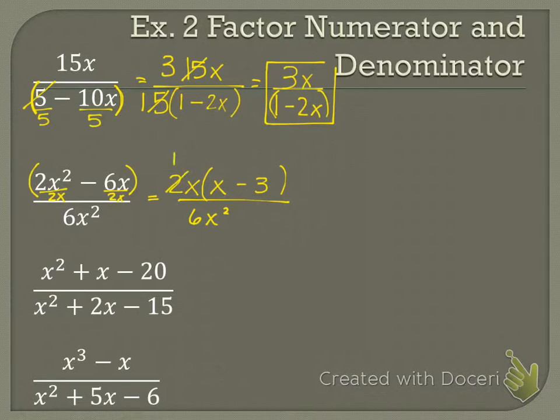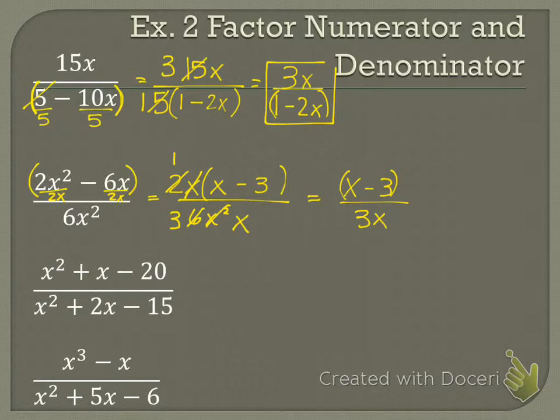Now, did I free up something to be simplified? Yes. 2 and 6 can be reduced to 1 over 3. How many x's can I cancel out? 1, and I'm left with 1 on the bottom. So on the top, I'm left with x minus 3, and on the bottom, I'm left with 3x. Perfect! I can now cancel out the 3's and the x's, and my problem goes away. No! Why not? Because x minus 3 is a family, and I cannot break them apart.